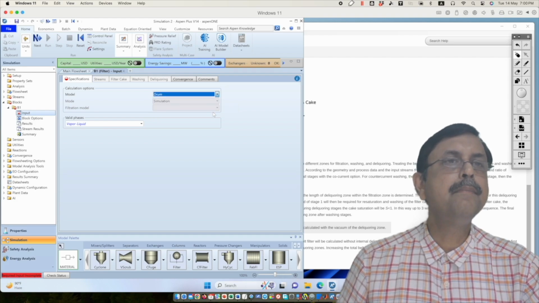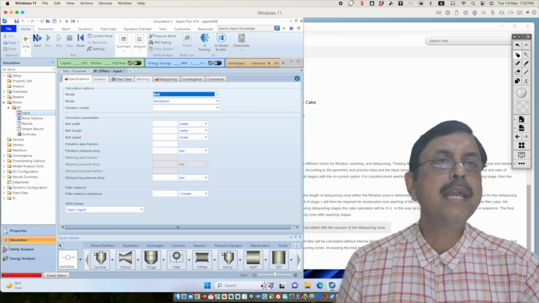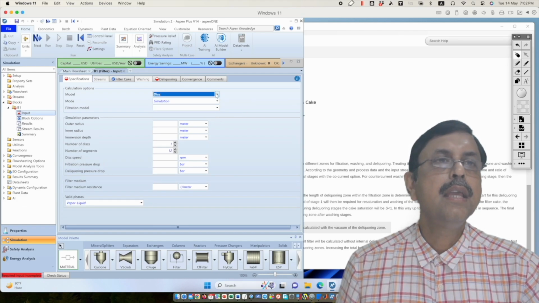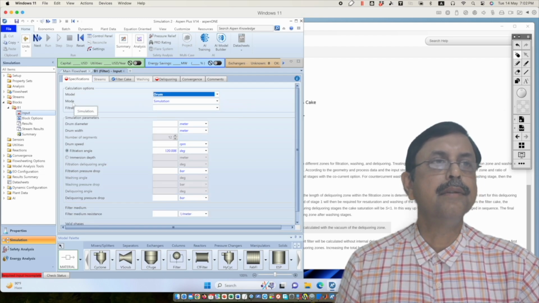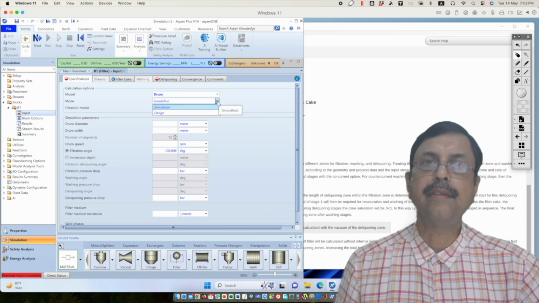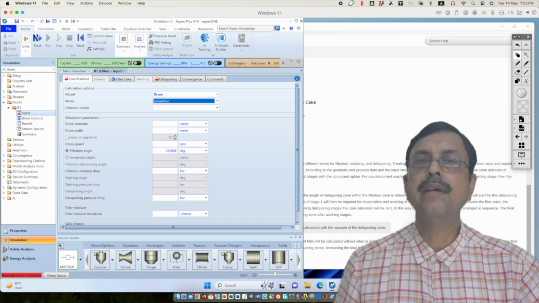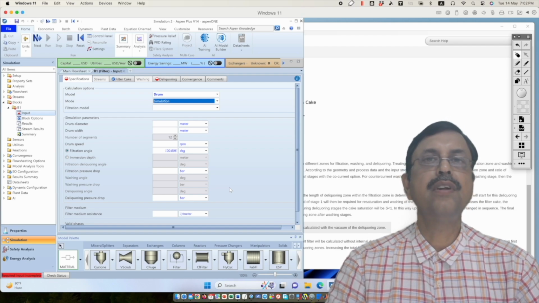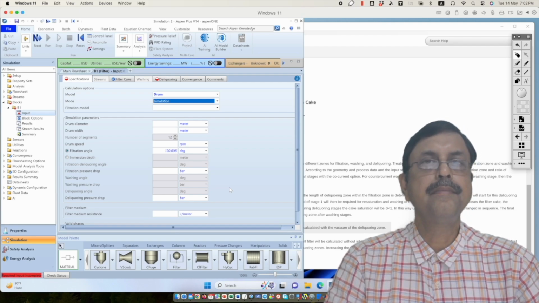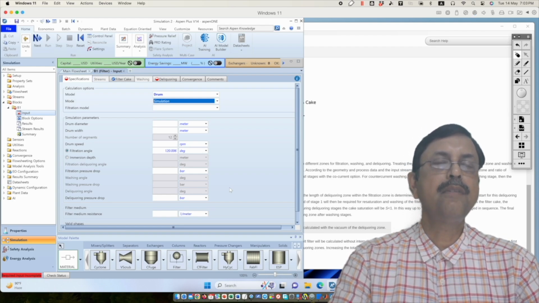Now let us choose drum, and no matter whether you use drum type or belt type or disc type, in all of them you have two modes of operation. One is simulation, another is design. In simulation mode, you have to provide information like drum diameter, drum width, drum speed, filtration pressure drop, deliquoring pressure drop. These are the information that you have to provide for the Aspen to simulate your device. But if you intend to design it, in that case, this information will not be required.